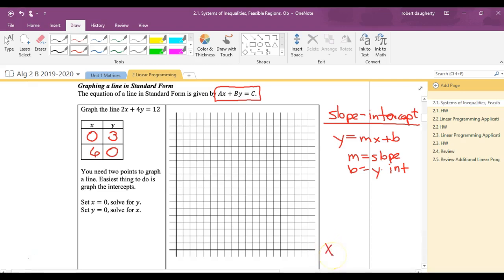This is x. This is y, okay? Now, here's the other skill you're going to need. I give you a lot of these grids in this unit with no numbers on them. I don't do that to confuse you, but it's because these problems scale differently, okay?